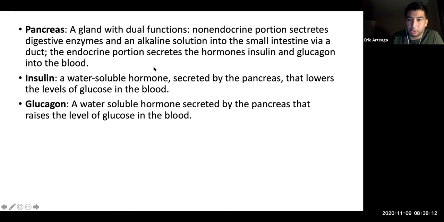So the endocrine portion secretes hormones such as insulin and glucagon to control blood sugar, okay? So insulin is a water-soluble hormone secreted by the pancreas that lowers the levels of glucose in the blood, okay? Whereas glucagon is a water-soluble hormone secreted by the pancreas that raises the level of glucose in the blood, okay? So you have two different hormones here. These are antagonistic, right? They're going to be performing different tasks for the body, okay? One, insulin, again, bringing in the sugars. Glucagon is releasing those sugars out to the blood so they can get systemically to different tissues, right?